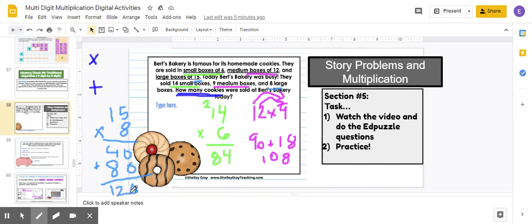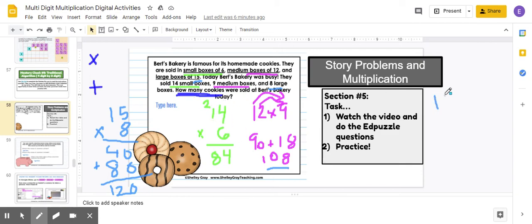Okay, so we need to go back. We've got all this information now. We've got 120, we've got 84, we've got this 108, we've got all these numbers floating around. So we want to go back and ask ourselves, well, what is this question asking? So we go back and we say, cookies were sold in these different size boxes. The bakery was busy. Here's how many boxes they sold. So we want to know how many were sold at the bakery today. So we want to add them all together.